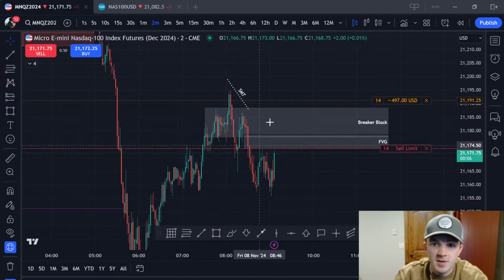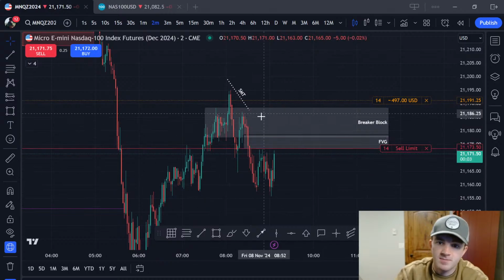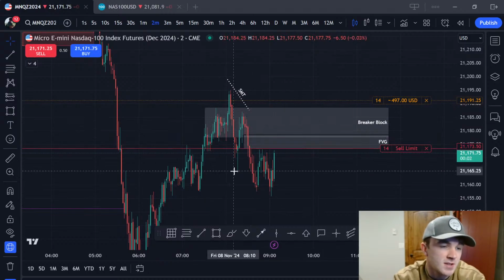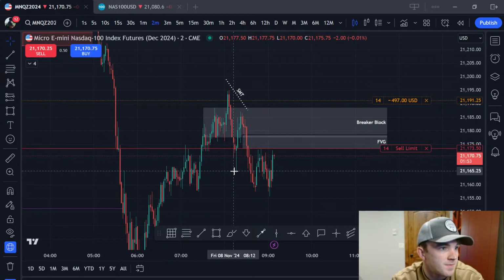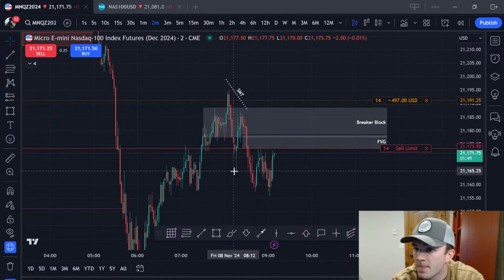So this is a breaker block fair value gap entry. This is on demo once again, so this is just for practice. This is just for me getting better. It's completely on demo.